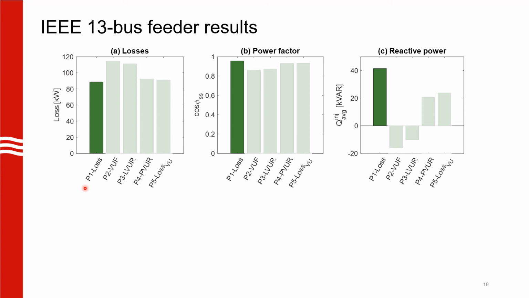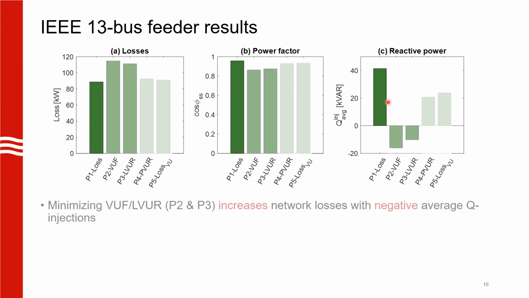Now we look at the results for the other power quality metrics. So we have all the cases on the x-axis, and we look at the network losses, substation power factor, and also look at average reactive power injections of all the 15 PV installations. So we start off with P1 loss. We see that the power factor is high and we have a positive reactive power injection.